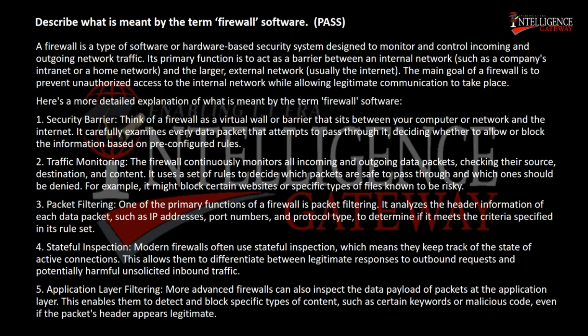Application layer filtering. More advanced firewalls can also inspect the data payload of packets at the application layer. This enables them to detect and block specific types of content, such as certain keywords or malicious code, even if the packet's header appears legitimate.